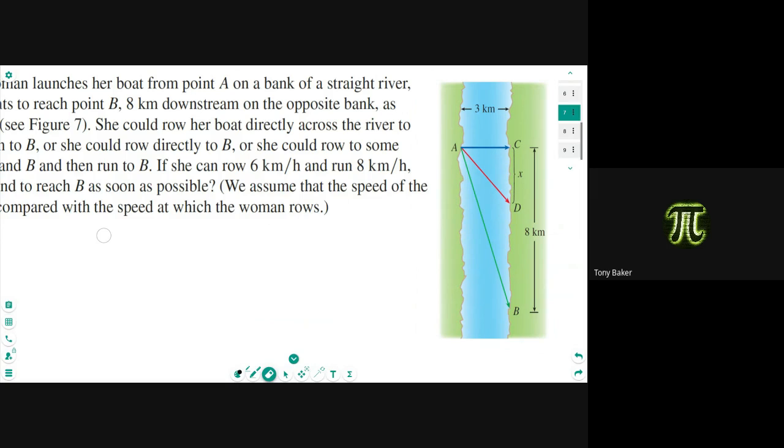So what two lengths do we need to look at for this? Yeah, so we need AD, and that's rowing, plus DB, and that's running.